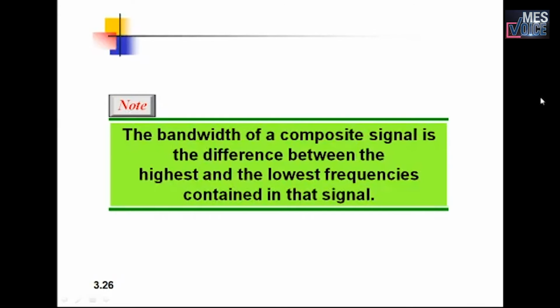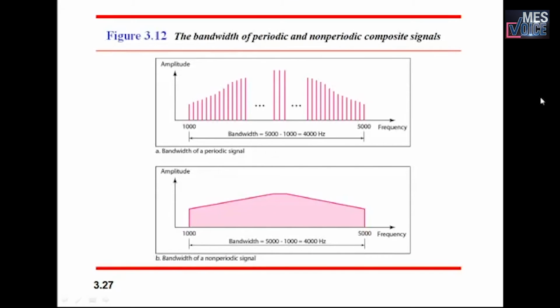The bandwidth of a composite signal is the difference between the highest and lowest frequencies contained in that signal. So, for a periodic signal, the bandwidth will be the difference between the highest component and the lowest component. The same is true for non-periodic signals as well, but there will be no break in the frequency spectrum. The only difference is the component frequencies will be continuous, not discrete, as shown in figure B.